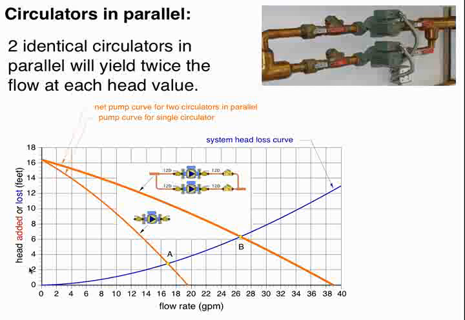You can also put circulators in parallel. Basically, that doubles the flow rate at each head. So instead of doubling the height of the curve, we double the width of the curve. Here's a nice photo of a couple circulators mounted in parallel. Notice there's a check valve downstream of each one of those. Okay. You can also see there's kind of a symmetrical piping set up here, so that each circulator has about the same flow resistance in that piping assembly.